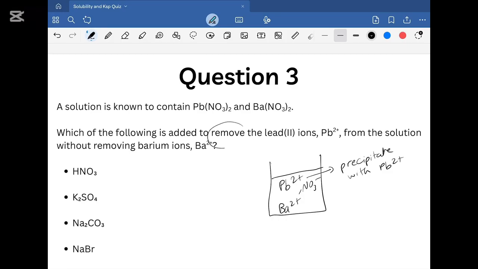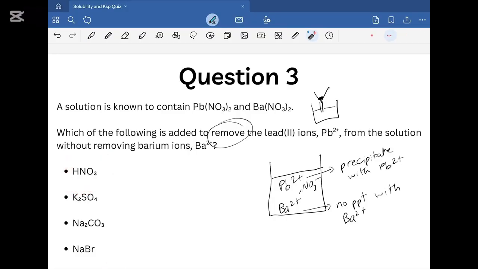in order to remove it as a solid, where it's going to stick on the filter paper, whereas the solution is going to go down. So if we have, let's say, filter paper, the solid will stick on the filter paper, and we're going to have the Ba2+ as the filtrate. So I want something that will form a precipitate with Pb2+, and something that will not form a precipitate with Ba2+. So let us check each option that we have over here and see if it's correct or not.